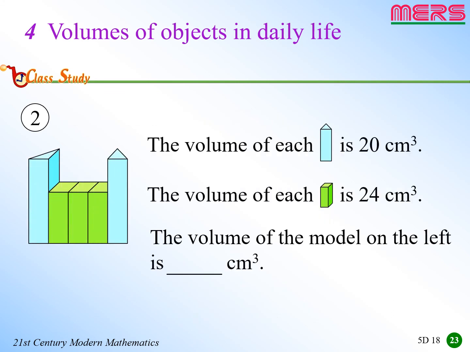Now, take a look at the model here. The volume of each triangular prism is 20 cubic centimeters. The volume of each rectangular prism is 24 cubic centimeters. What is the volume of the whole model on the left? You have 2 triangular prisms. 2 times 20 equals 40. You have 3 rectangular prisms. 3 times 24 equals 72. So 40 plus 72 equals 112. The volume of the model on the left is 112 cubic centimeters.